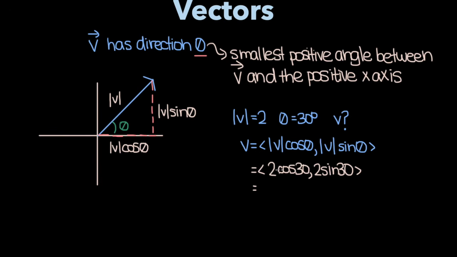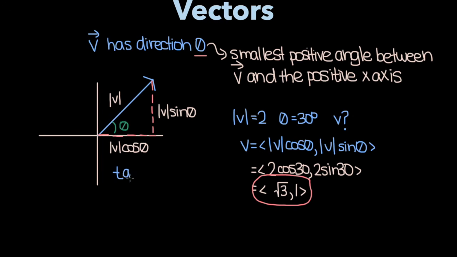Cosine 30 is root 3 over 2, so we have 2 times root 3 over 2, so just root 3. Sine 30 is 1/2, so we have 2 times 1/2, or 1. And so the vector that points in the direction 30 degrees with a magnitude of 2 is root 3, comma 1. Now, one last thing I want to add before we end off the video is how to find the direction theta if you're given the vector.